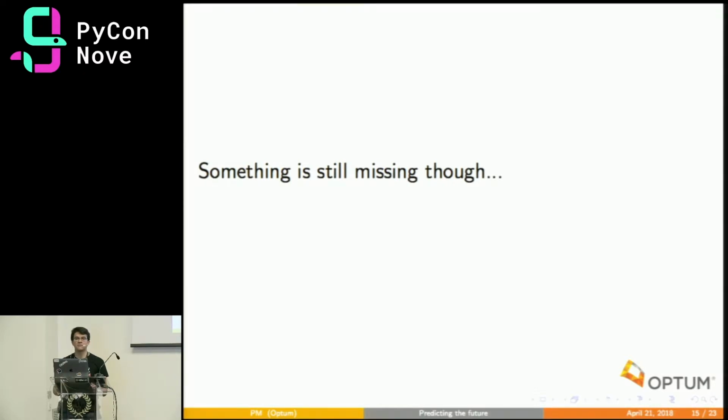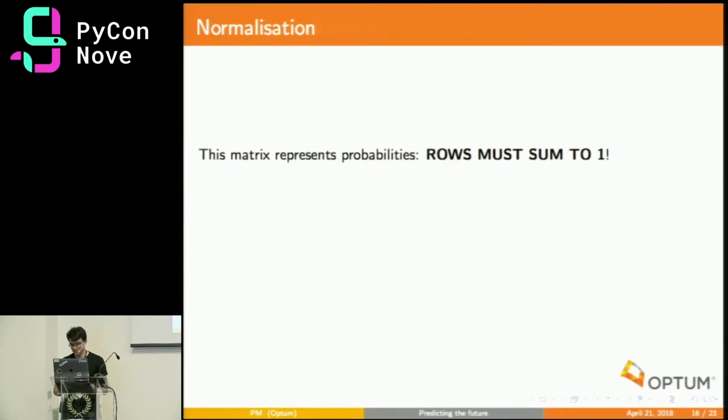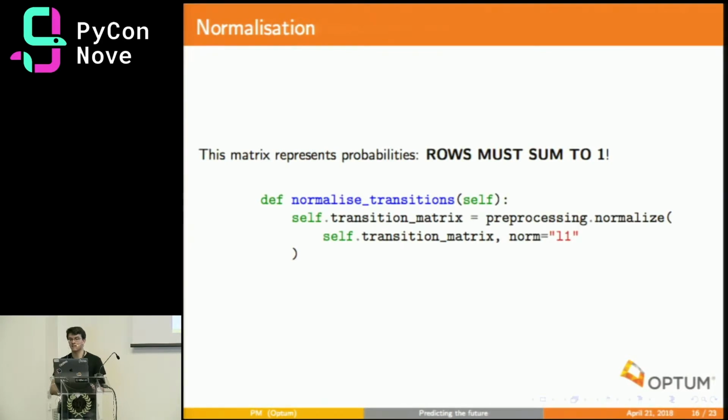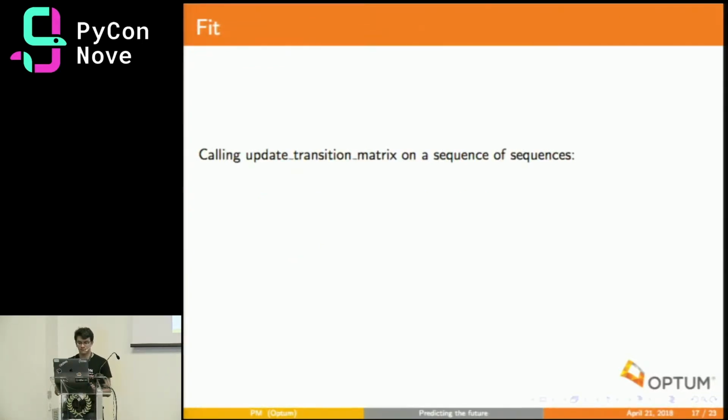We update our transition matrix, the counts of transitions. Sorry? Normalization. Yes, they have to be probabilities. So all rows must be normalized to 1. So we just add that. We just take the matrix and we normalize it row by row. And then, yes?